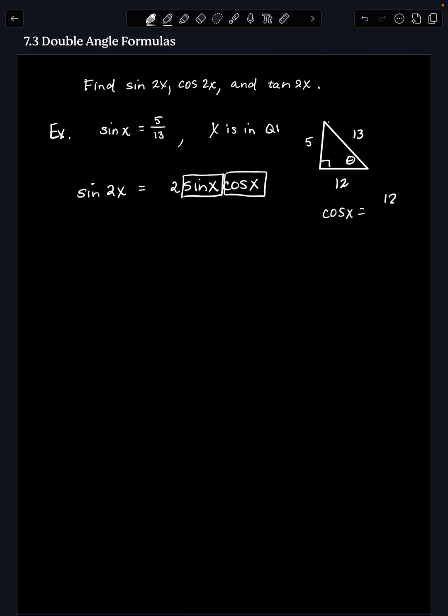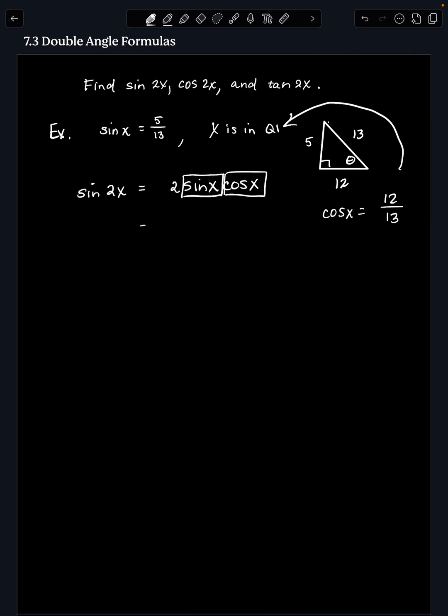If the adjacent side is 12, we know that the cosine of x is adjacent over hypotenuse. And this is why it's important that I know what quadrant theta is in, because if it's in quadrant 1, all our values are positive. So if sine is positive, cosine is positive. So I've got everything I need in order to find the double angle for sine.